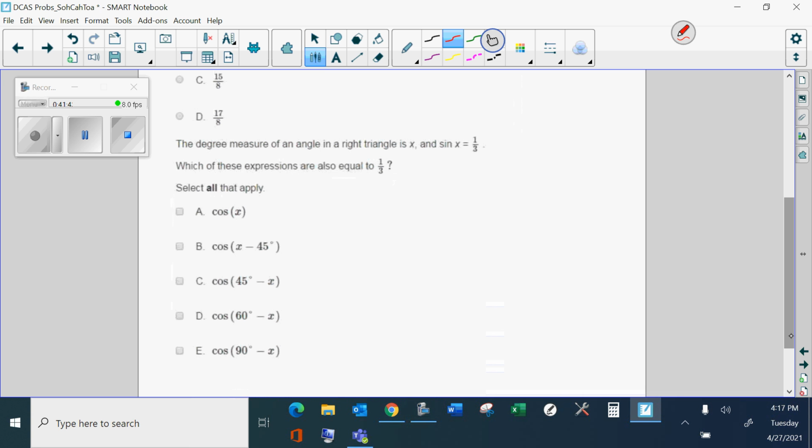The degree measure of the angle in a right triangle is x. The sine of x, which is opposite over the hypotenuse, is 1/3. Which of these expressions is also equal to 1/3? Okay, so if that's x, don't forget this is 90 minus x, because those are complementary. So that wipes out these other ones of 45 minus x.